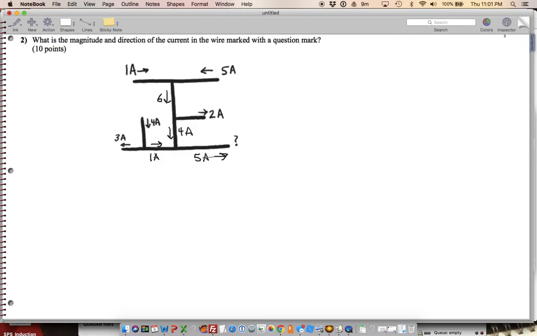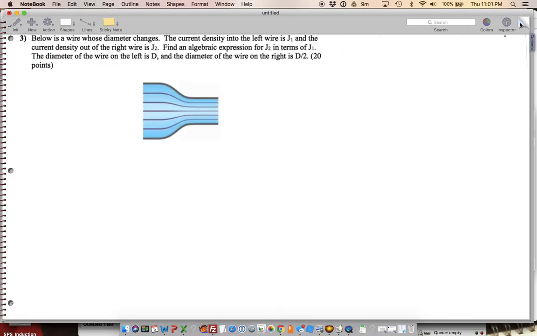All right, so let's go back and look at this one. And so here we've got a wire. This is our wire on the left. We have a bigger diameter than on the right. It's talking about current density, right? So a wire whose diameter changes. So this looks like a hose or something like that, looking at it from the side. They're talking about current density on the left being J1, and the current density on the right being J2. So J2 is over here. This is J1.